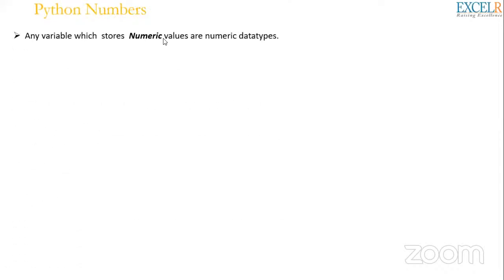Any variable which stores numeric values are numeric data types. Numbers, basically. And when we deal with numbers, primarily we deal with two types of numbers. One is whole numbers or integers. One is floating point numbers or real numbers. Added to it, there are also complex numbers or imaginary numbers, which are more for advanced mathematics. But in our day-to-day life, we primarily work with either floating point numbers or whole numbers.